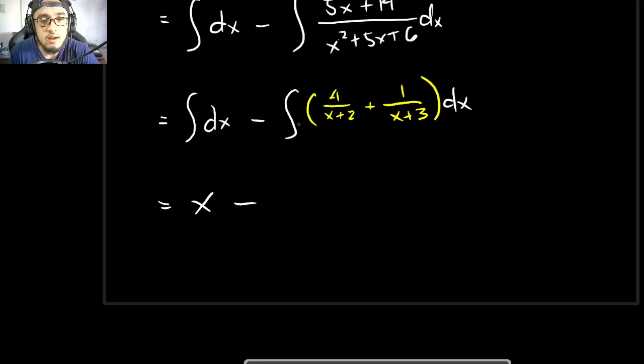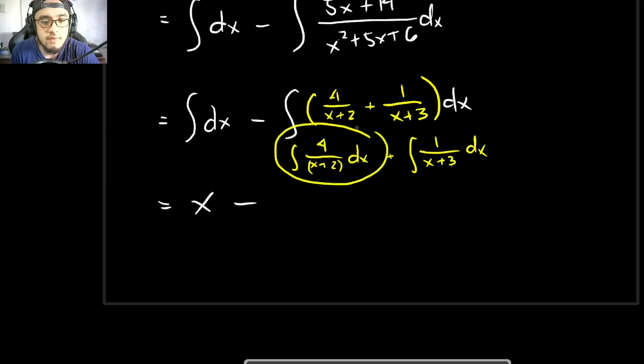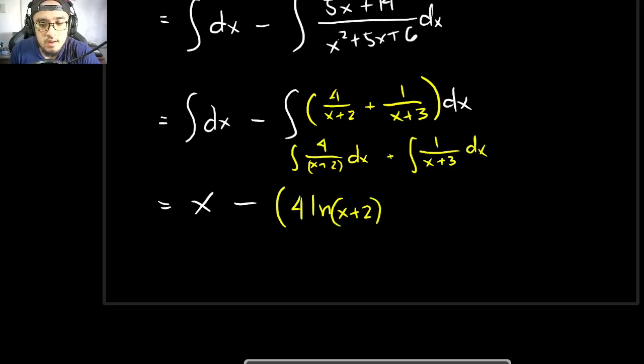Minus, what is the integral of these ones right here? This is the integral of 4 over x plus 2 dx plus the integral of 1 over x plus 3 dx. For the integral of this value, that is 4 times the natural logarithm of x plus 2, since the derivative of x plus 2 is just your dx, and for this constant 4 I have just segregated it to this part. So this is its answer.